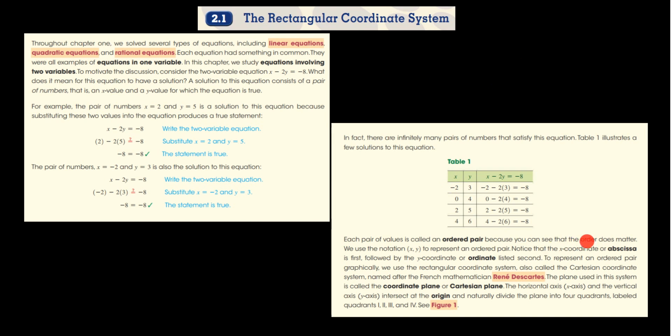Notice that the x-coordinate, or the abscissa, is first, followed by the y-coordinate, or ordinate, listed second. We plot these points on a Cartesian plane or a coordinate plane. The Cartesian plane is named after René Descartes, the famous mathematician and philosopher.